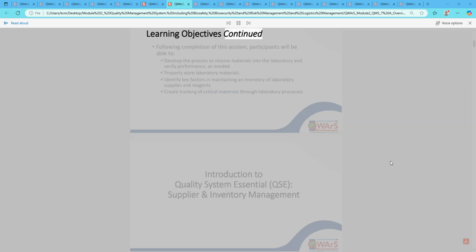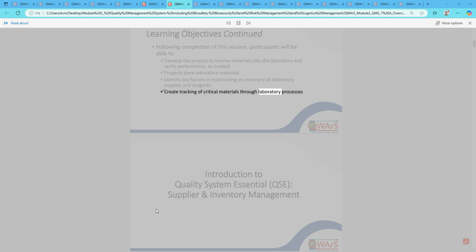Learning objectives continued. Following completion of this session, participants will be able to develop the process to receive materials into the laboratory and verify performance. As needed, properly store laboratory materials. Identify key factors in maintaining an inventory of laboratory supplies and reagents. Create tracking of critical materials through laboratory processes.